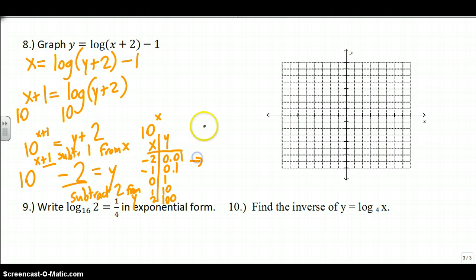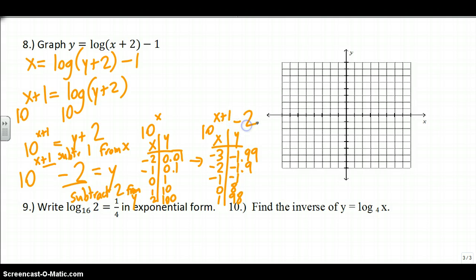Okay, so we're going to subtract 1 from all our x's. So minus 2 now becomes minus 3, and so on down the line. Hopefully you can subtract 1. If I subtract 2 from all these y values, I'll get negative 1.99, I'll get negative 1.9, I will get negative 1, I will get 8, and I'll get 98. Okay, you can check those. I believe those are correct. So there we go. We have just officially made a t-table for 10 to the x plus 1 minus 2.